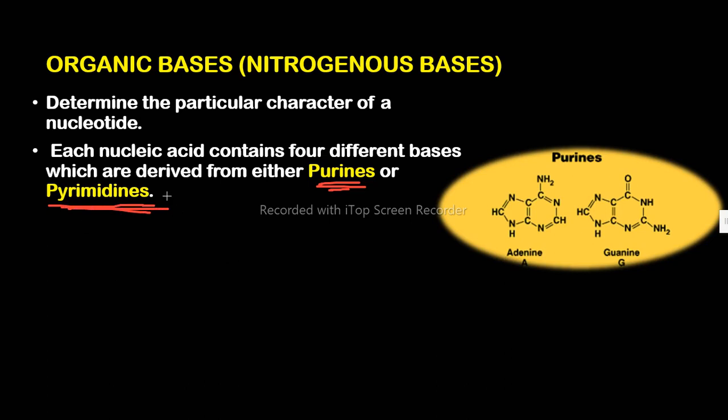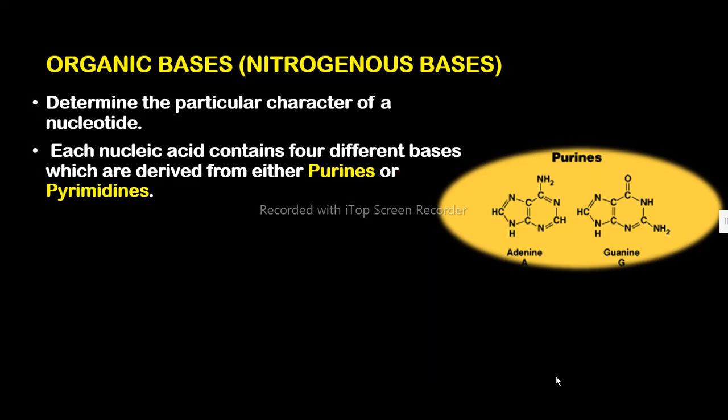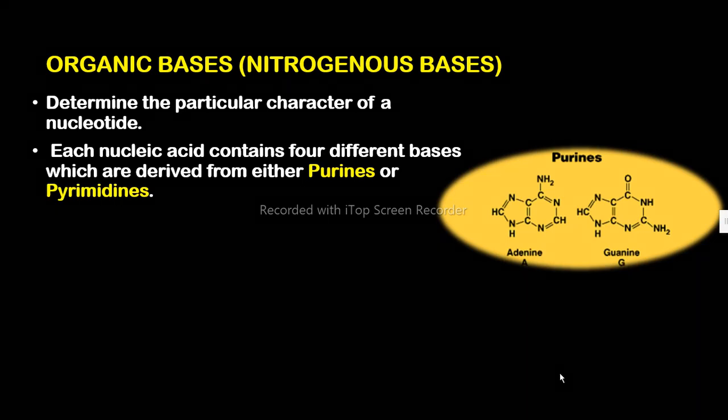And we are going to talk about each. We are going to talk about the purines and the pyrimidines. Now, naturally, there are 5 known organic bases.